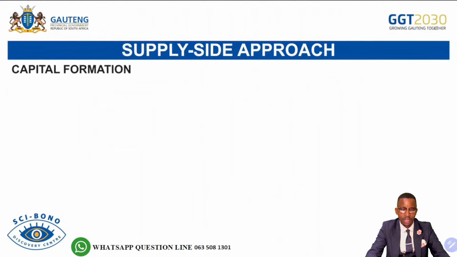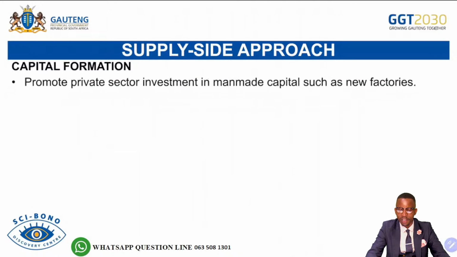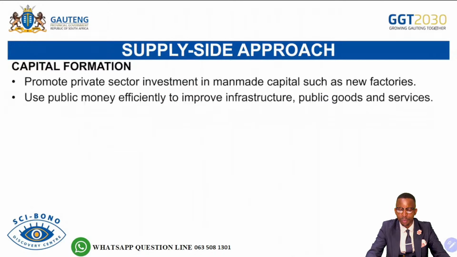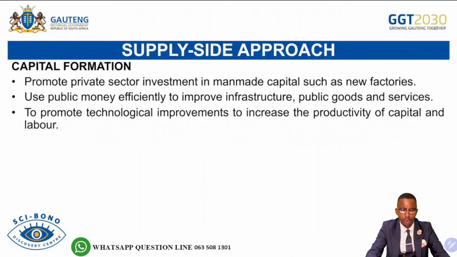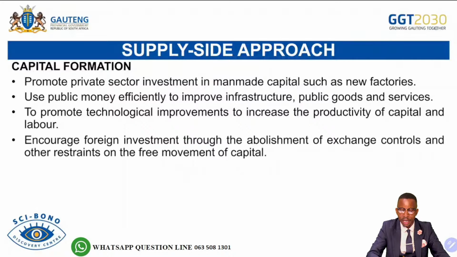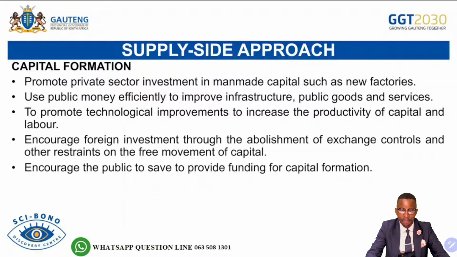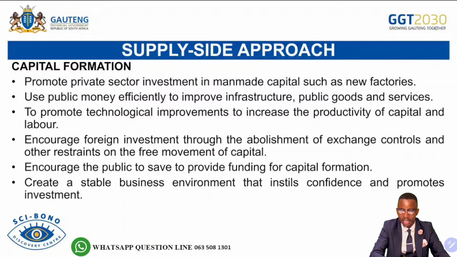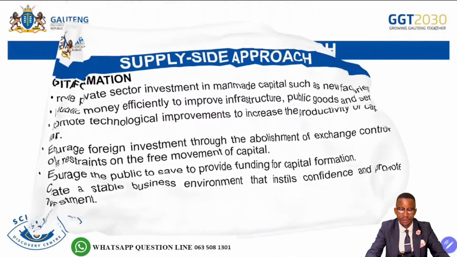Then we continue with capital formation. Then promote private sector investment, man-made capital such as new factories. Use public money efficiently to improve infrastructure, public goods and services. And then promote technological improvement to increase the productivity of capital and labor. Encourage foreign investments through the abolishment of exchange control and other constraints on the free movement of capital. Encourage the public to save to provide funding for capital formation. Create a stable business environment that instills confidence and promotes investment in the country.